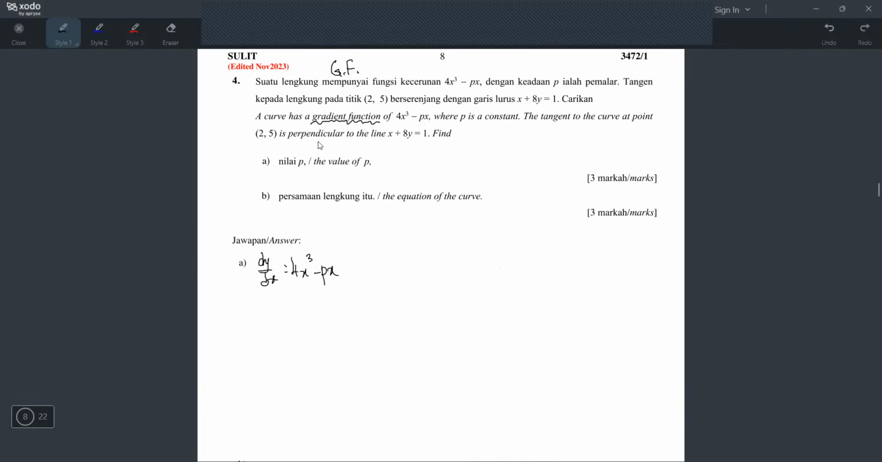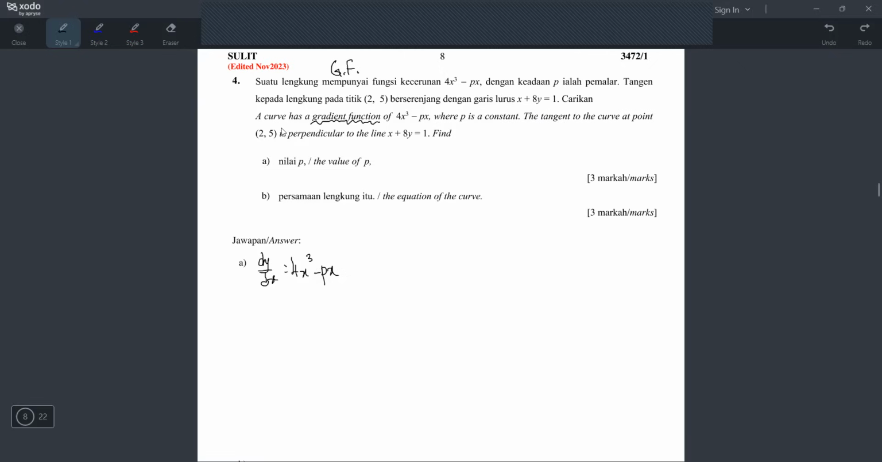And what is the other word for dy/dx? Gradient function or gradient curve. And how do we find the gradient of the tangent from the gradient of the curve? We just sub in the value of x, right? You remember all these things we learned in class. Okay, let's erase this, see what they want. Where p is a constant, this one is not important.